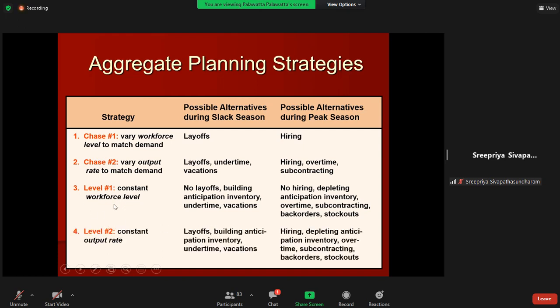And then level 2, constant output rate. Level 1 is constant workforce, level 2 is constant output. Here, during slack season you do layoffs, building anticipation inventory, undertime and vacations. Slack season is when demand is low, off season. And then during peak season, you hire, deplete anticipation inventory, use overtime, subcontracting, back orders, and stock outs.